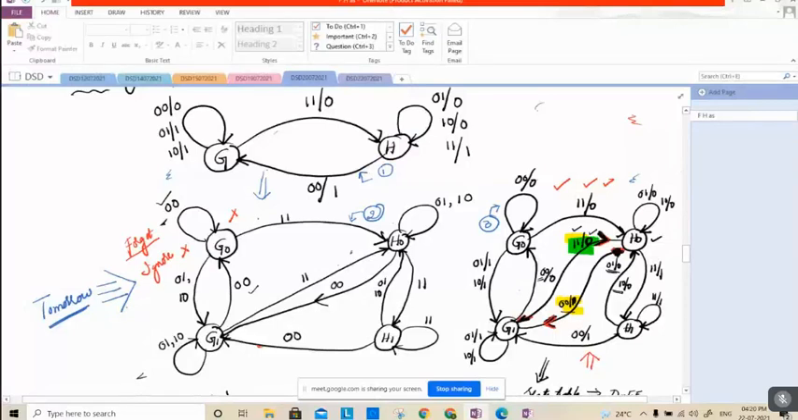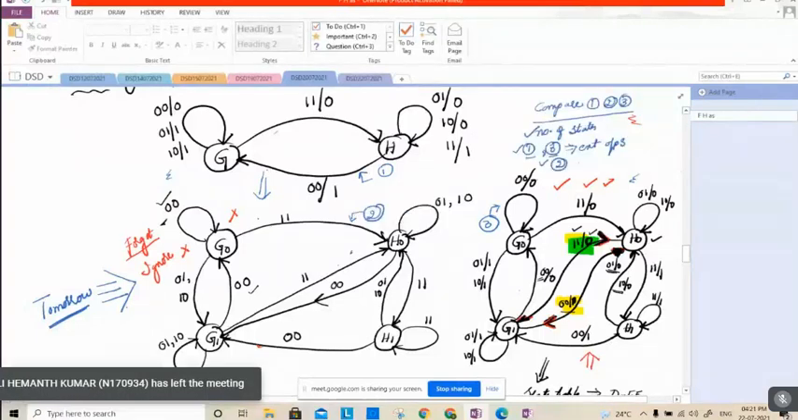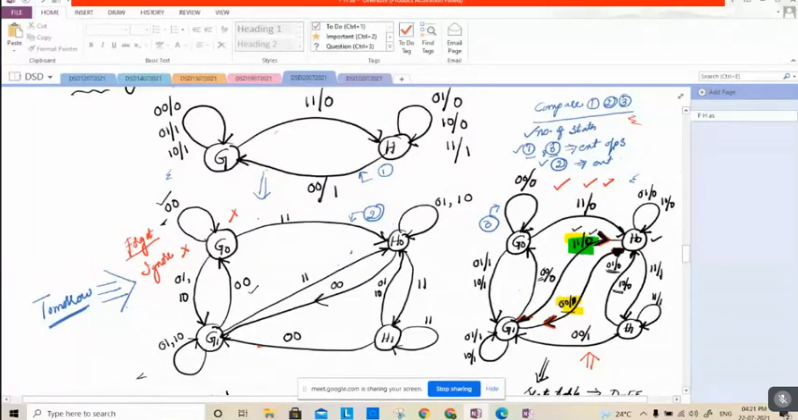Okay, right. So in state diagram 1 and state diagram 3, we have marked external outputs here. But what about state diagram 2? Are there any external outputs? So this is not marked. What will be the answer for this?